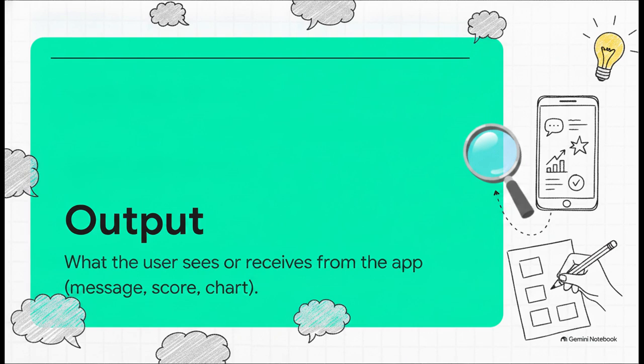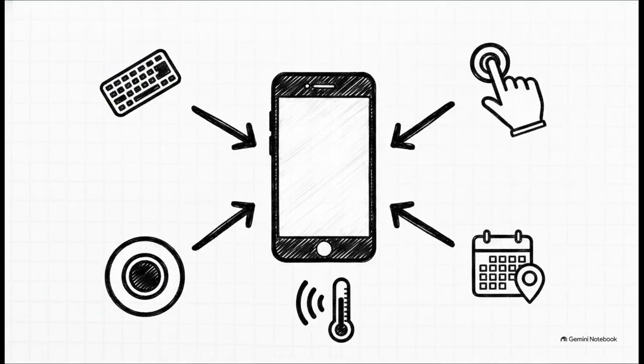A fantastic exercise here is to physically sketch out a single app screen and label every single piece of information you see. Is there a pop-up message, a helpful reminder, a progress chart? Whatever visual result the user gets, that right there is your output. Once you know exactly what the app needs to spit out, you have to figure out how that information physically enters the app in the first place to make it all happen. And that, my friends, is your input.